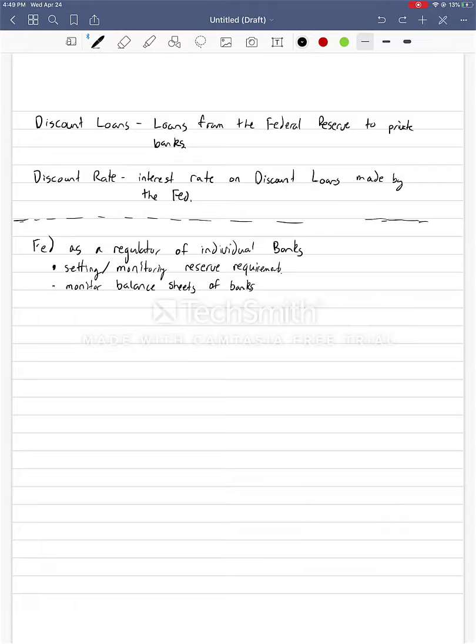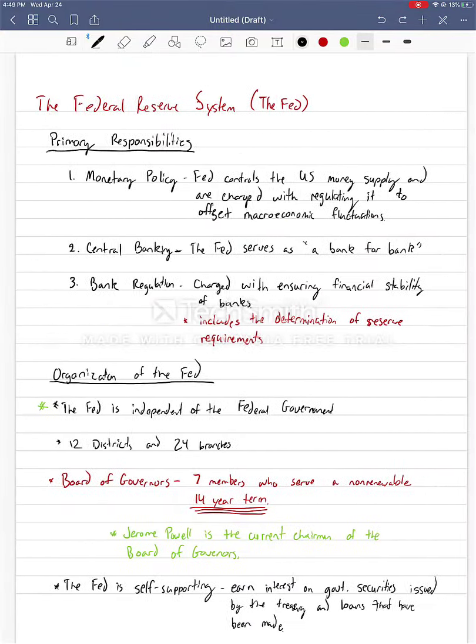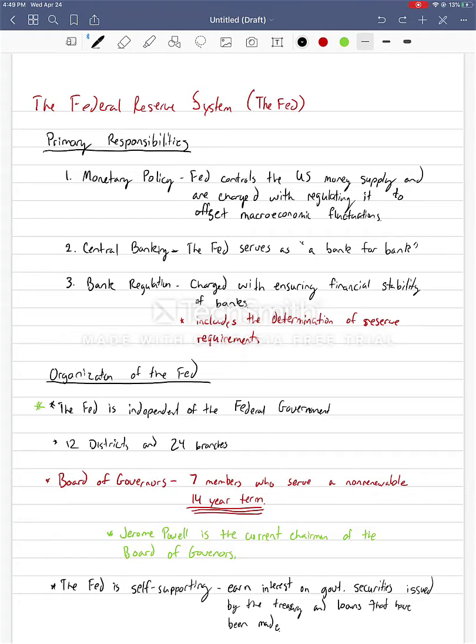The question that I always throw out is, why do you think banks are subject to this kind of regulation? The reason is that, due to the interdependent nature of banking firms, problems often spread throughout the entire industry very quickly. Also, because of deposit insurance, banks and their customers have reduced incentives to monitor the riskiness of the assets. So that's another moral hazard. But going back to our primary responsibilities for the Fed, first, it's monetary policy. Second, central banking. And third, bank regulation.